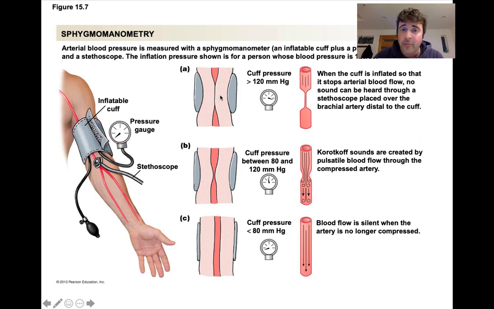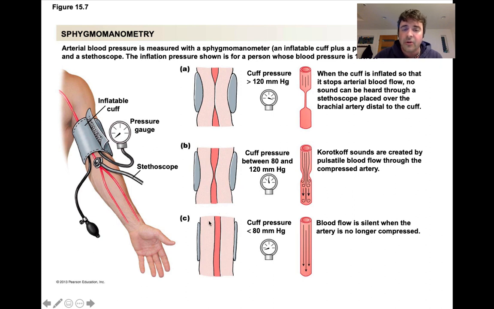So you clamp off blood. And then you slowly let air out of the blood pressure cuff. The moment that the pressure in the brachial artery exceeds the pressure in the blood pressure cuff, blood will start to break through and you'll get turbulent blood flow. That turbulent blood flow is associated with the sounds of Korotkoff. Your first sound of Korotkoff is technically your systolic blood pressure. And you'll notice that the needle starts to jump at that point, if you remember.